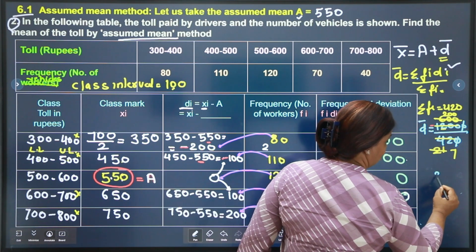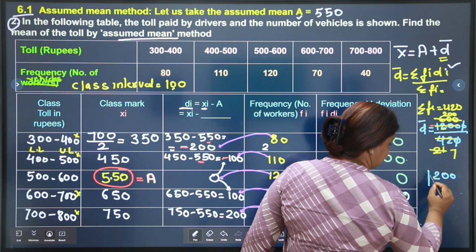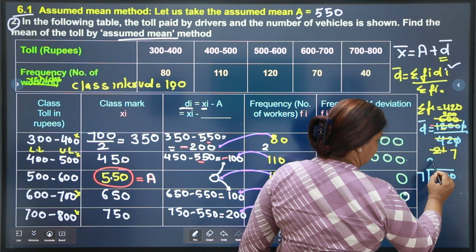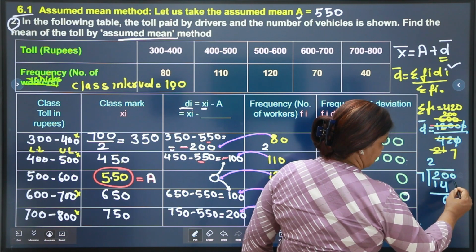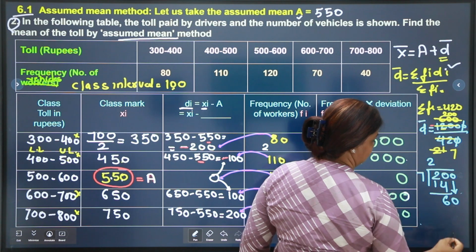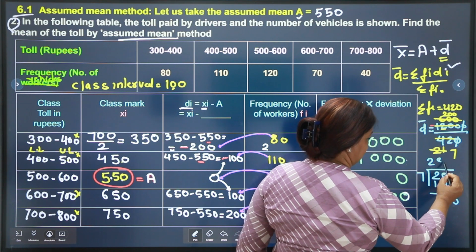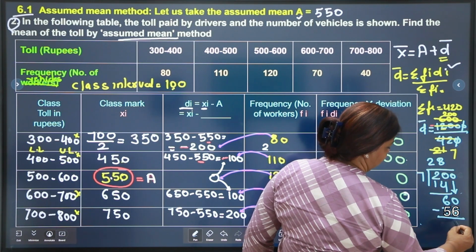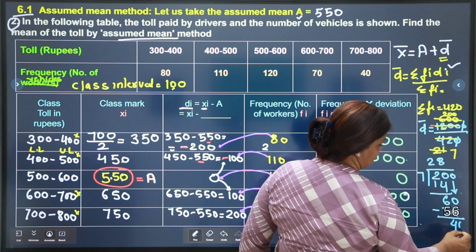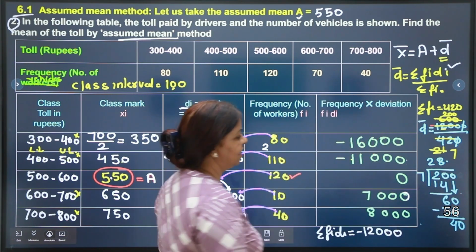So 200 divided by 7, 2s are 14. 6, bring a 0 down. 7 eights are 56. 4, add a 0 and put the decimal point here. 7 fives are 35.